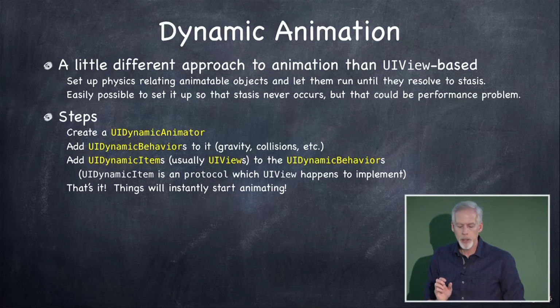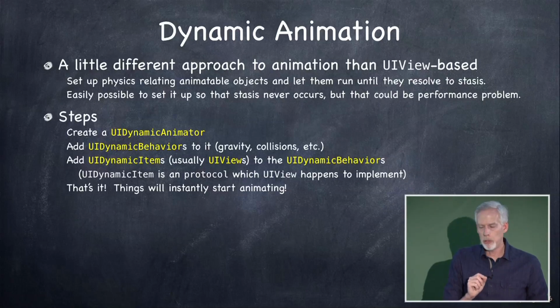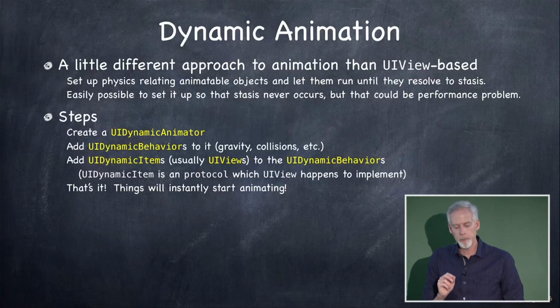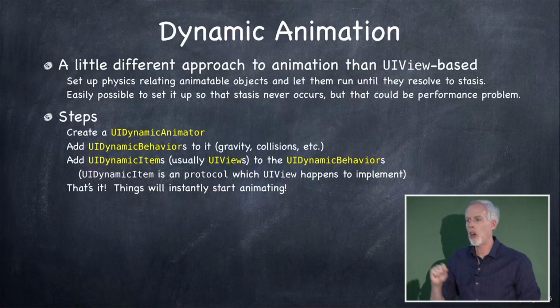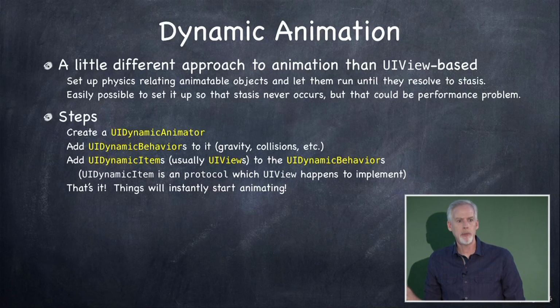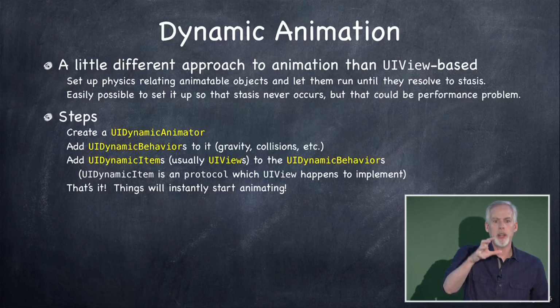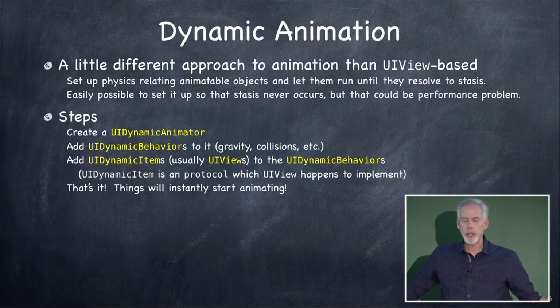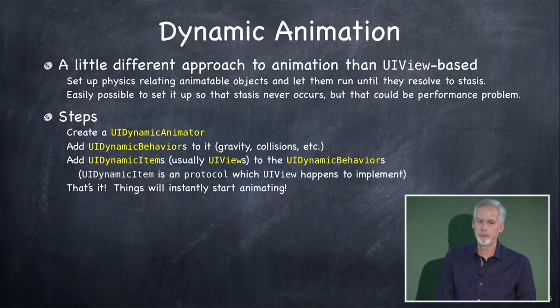Okay? Then you're going to add UI dynamic items, which are usually UI views, but not always, but 90% of the time. You're going to add those to the behaviors, and that's going to make those behaviors start acting on those items. Okay, so it's a 3-way thing there. Items get added to behaviors, behaviors get added to the animator, and as soon as those are all hooked up, things will just start moving. Okay, nothing else. You don't need to say go. It just automatically goes. As soon as you add it, it starts going.